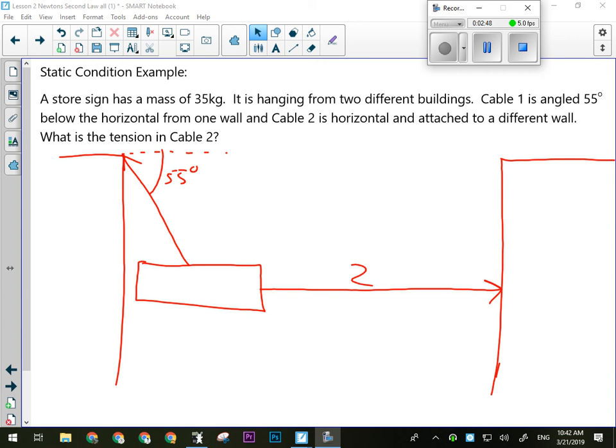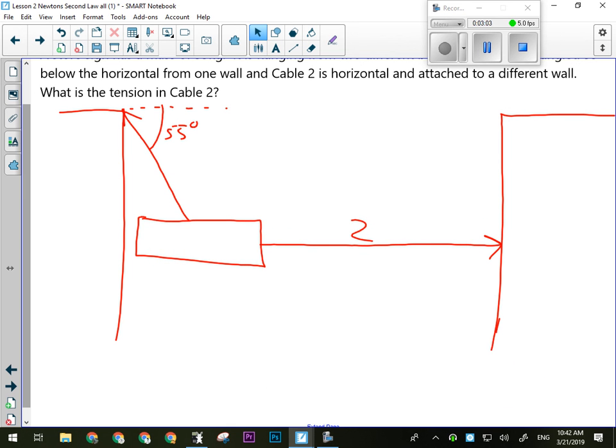So the sign's not moving, so we know all the forces add up to 0. That's the first realization we have to make. Then we have to think about why or how they all add up to 0. So let's identify the forces acting on this sign. We've got obviously the first cable, cable number 1, that's pulling this way. If it's pulling at an angle, it's pulling up, and why is it pulling up? Because it's counteracting gravity. So this is our vertical force, and it is counteracting this force. They are the same in magnitude, opposite in direction.